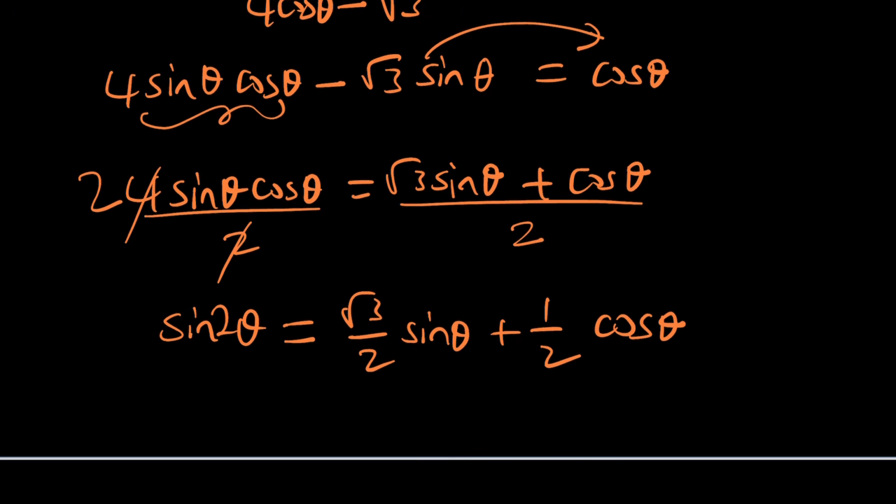Because you can actually go ahead and replace 1/2 with the cosine of an angle and square root of 3 over 2 by the sine of the same angle. So we can come up with a really nice formula. That's how this problem was designed, basically, by the people who wrote this problem.